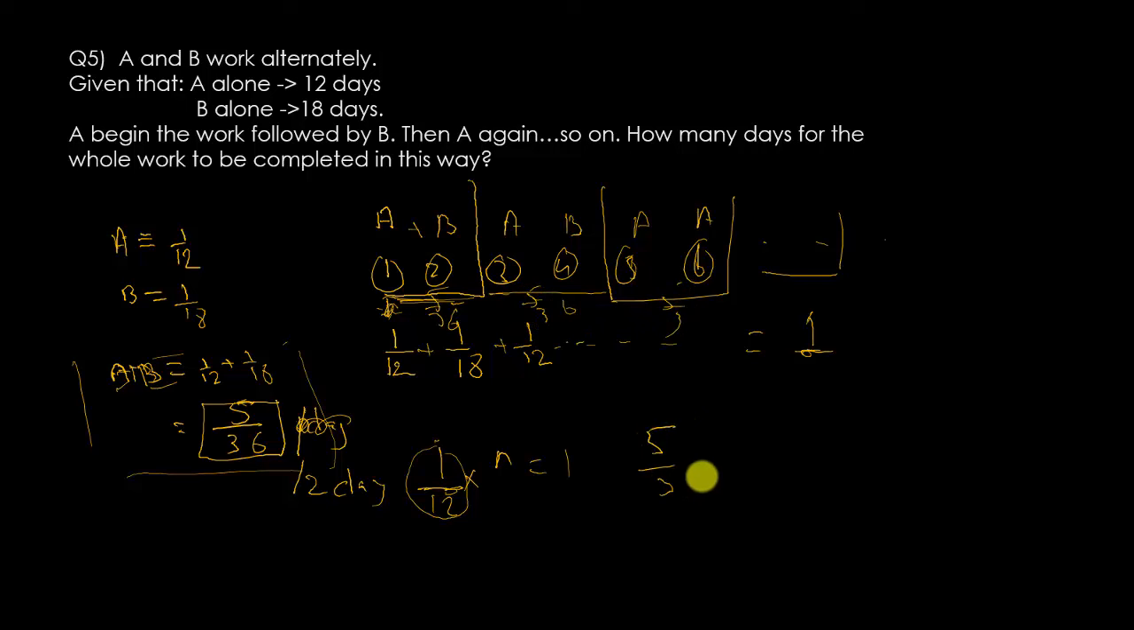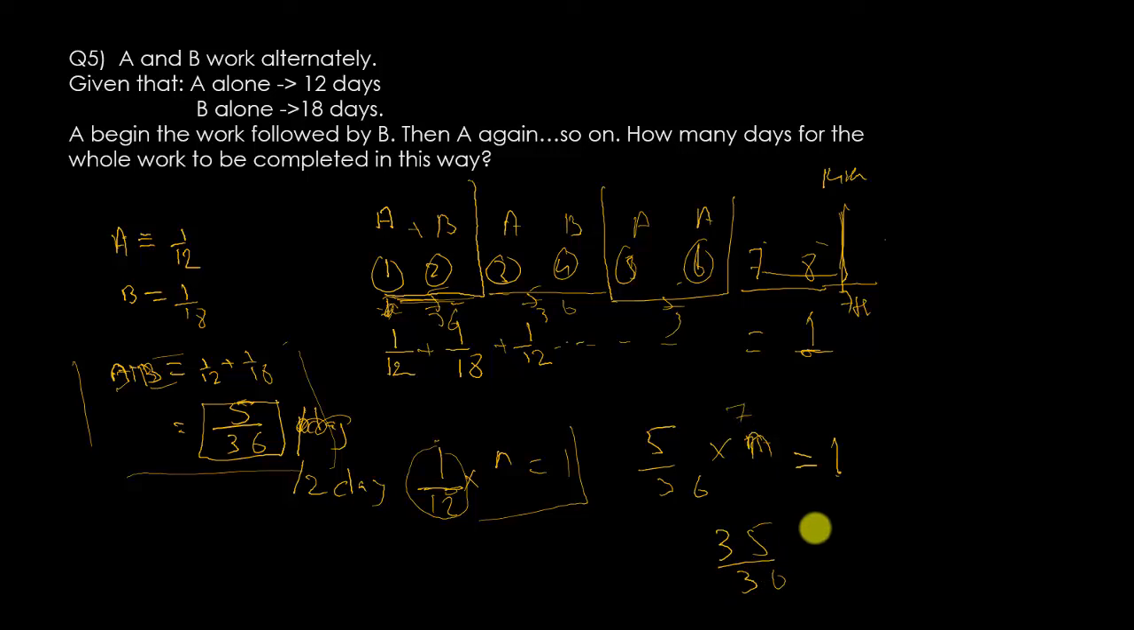Now we can multiply 5 by 36 with n, right? And you would be tempted to equate it with 1. That is, you would want to find after how many repetitions of 5 by 36 we get one work done. Observe carefully. If you observe even more carefully, you will find there might be a situation when, for example, if you multiply with 7, after 7 such iterations, that is after the 14th day, you would have finished 35 by 36 of the work, which is very close to 1. And if you multiply with 8, the work finished is 40 by 36, which is more than 1, right?